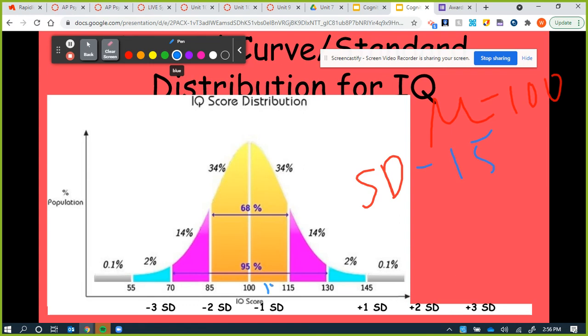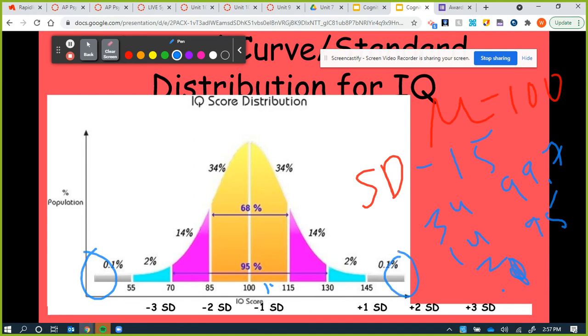These percentages right here tell us what percentage of scores fall within a certain range. You can either remember 34, 14, 2, and then 0.1, or you can remember 99.7, 95, and I'm blanking on what the other one is. 68, right? It doesn't add up to 100 because the things that fall outside of 3 standard deviations are called what?